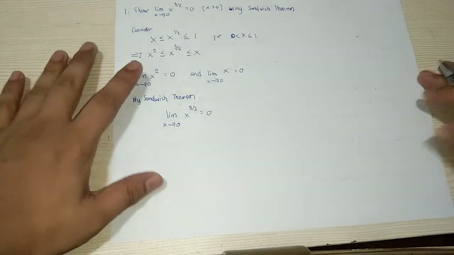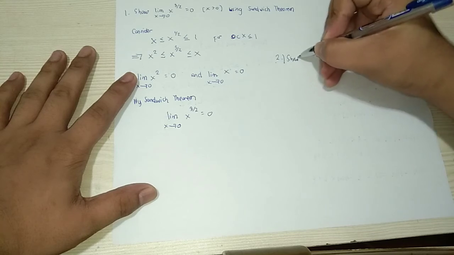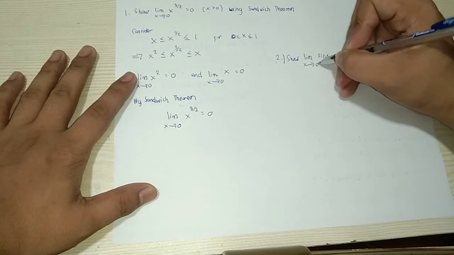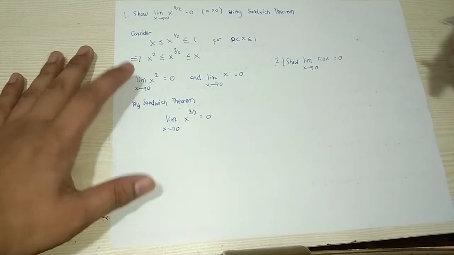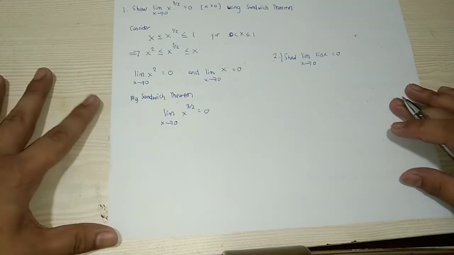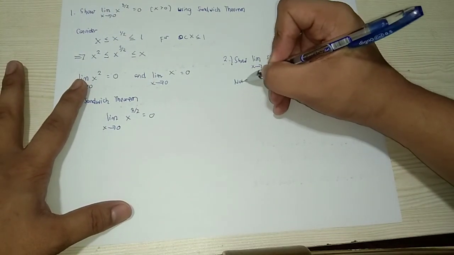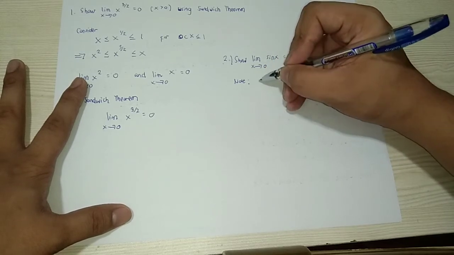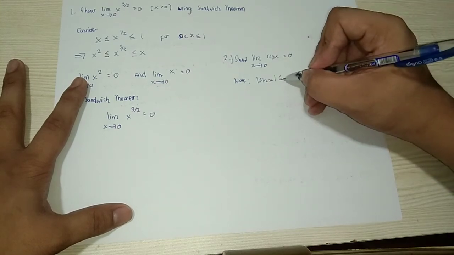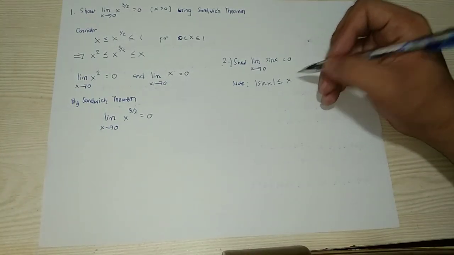Okay, so let's have another example. Number 2. So show limit of sine x as x approaches 0 is 0 using sandwich theorem. Okay. So bago tayo magpunta dun sa proof natin, take note lang. So from trigonometry, I hope alam nyo na yung absolute value of sine x, that is always less than or equal to absolute value of x, or x na lang.